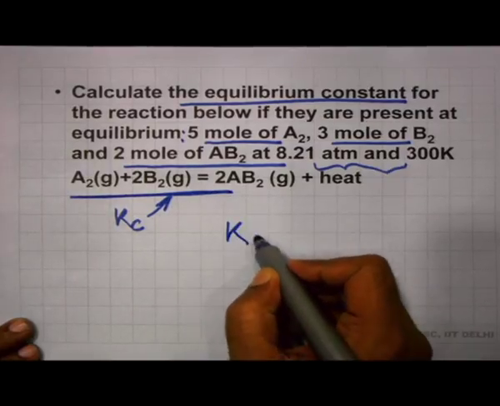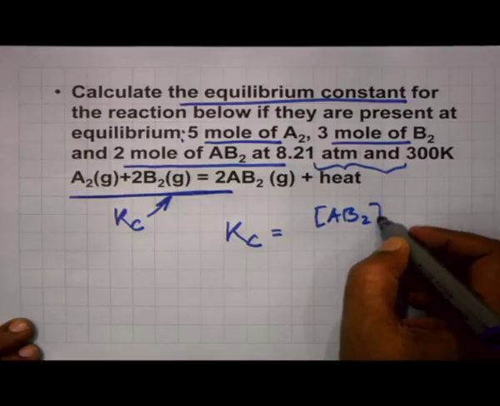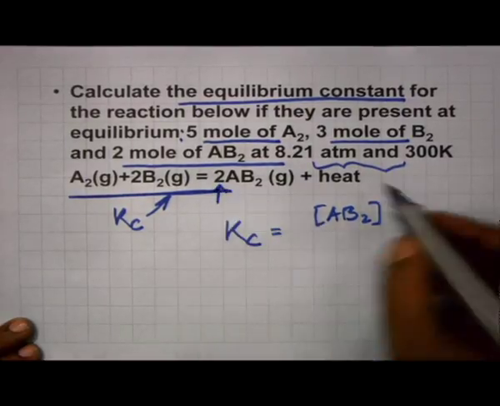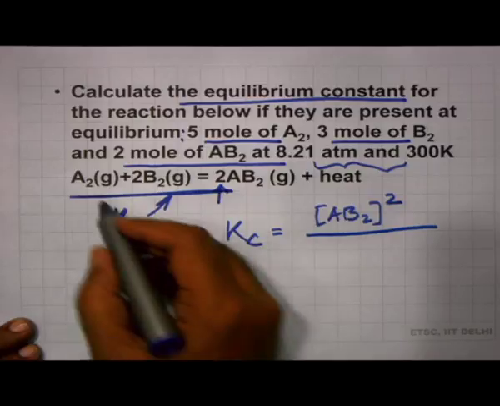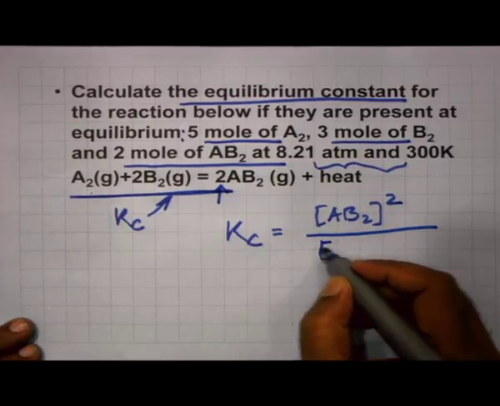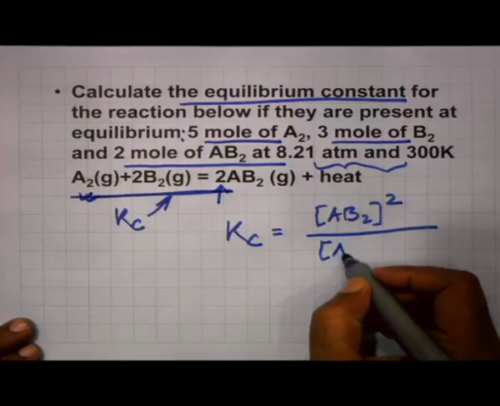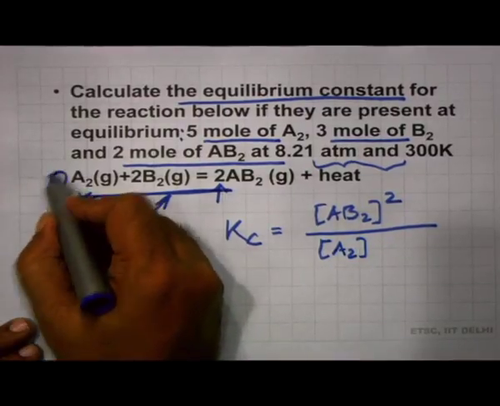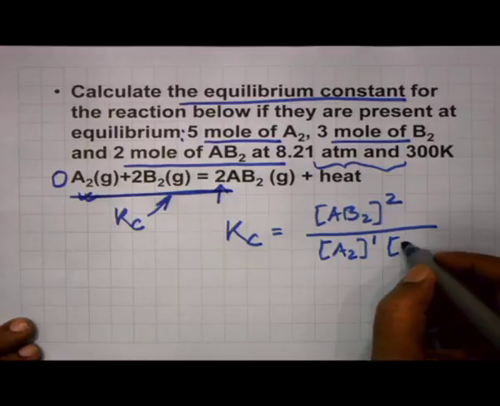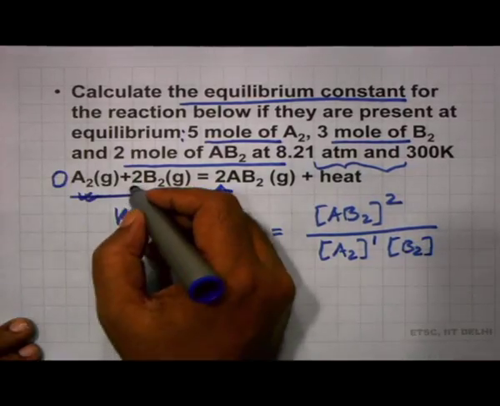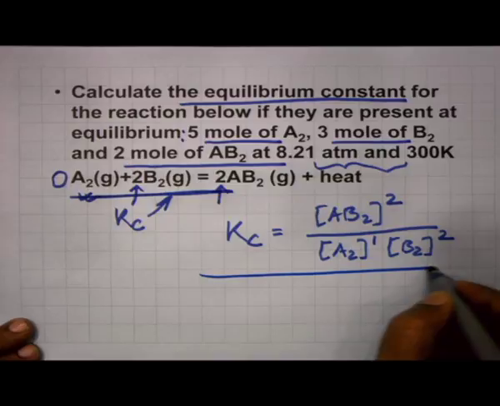So, we know that Kc is equal to [AB2] squared. This is the concentration, you must remember this is the concentration, and you see the number is 2, so we will put 2. So, the concentration of AB2 squared divided by the product of the concentrations of the reactants. The reactants are A2, and you can see that the stoichiometry is 1, so we will just put 1. And now the concentration of B2, and here the stoichiometry is 2, so we will put 2. So, this is how we can calculate the value of Kc.